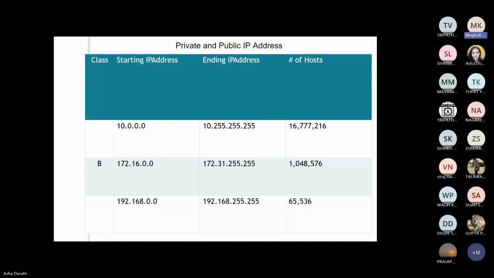Any address in the range starting with 10 is a private address for class A. Any address starting with 172.16 is a private IP address in class B. Any address starting from 192.168 is a private IP address in class C. Okay.